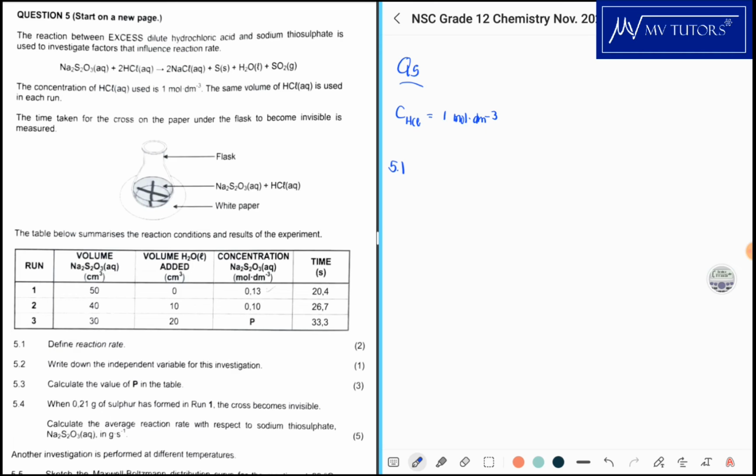All right, as soon as you have the word rate, time has to be involved. Okay, so that's the definition. You'll get that for 2 marks.